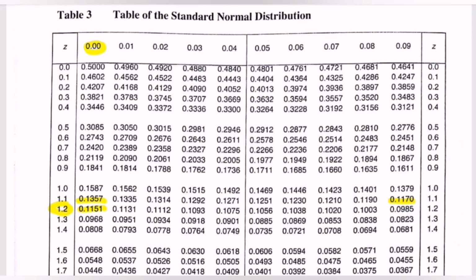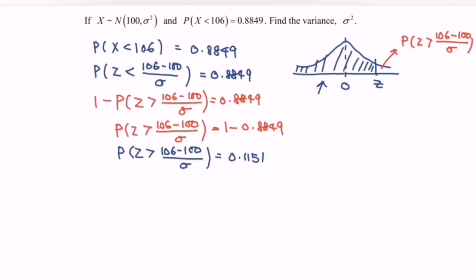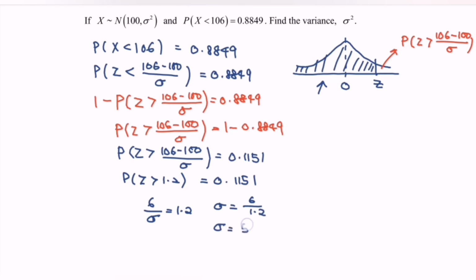For the probability 0.1151, as we can see, the probability that z is greater than 1.2 is 0.1151. So in order to find the value of the standard deviation, we compare the situation. So 106 minus 100, where we have 6 over the standard deviation, equals 1.2. Rearrange the situation, so the standard deviation is equal to 6 over 1.2. So the standard deviation is equal to 5.